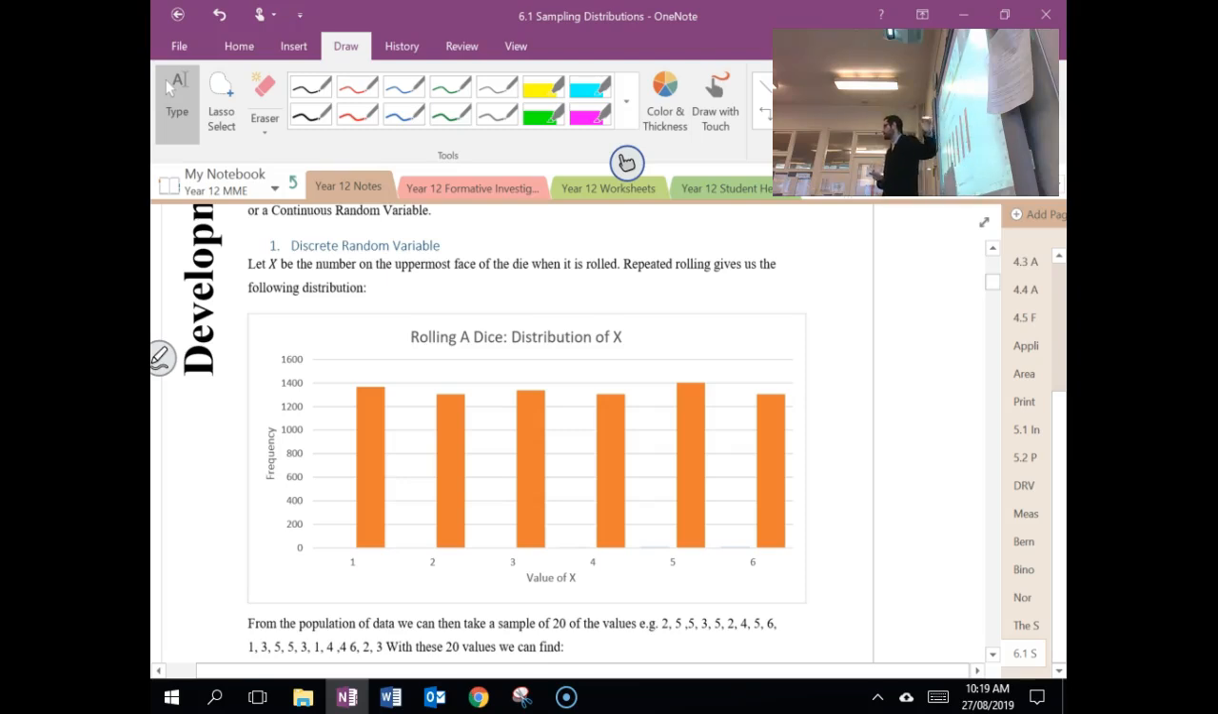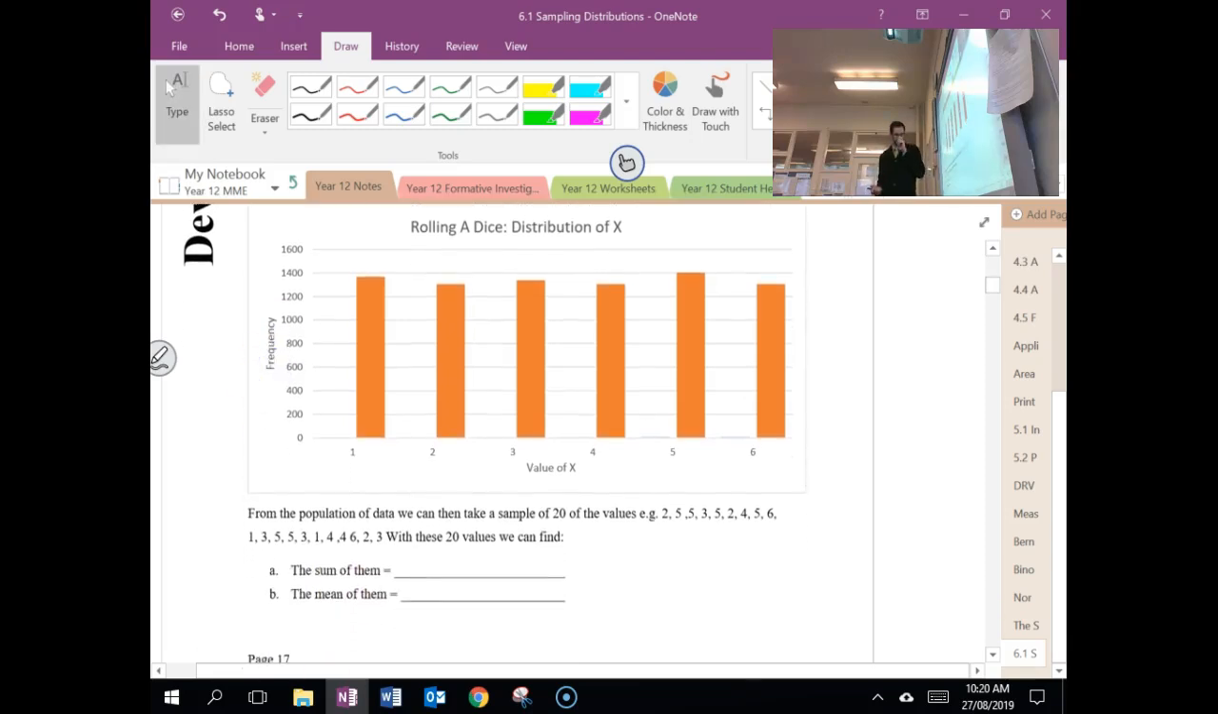It's what we'd expect. This is the number of times I've got a 1, it's around 1,400. It's pretty similar to the number of times I've got a 6, okay? You might say, well, they're not exactly the same height. There is some random variation, but generally, on the whole, if I do it enough times, I'm going to get around the same number of 1s as 6s and as any other number. So it's just flat. It's a uniform distribution.